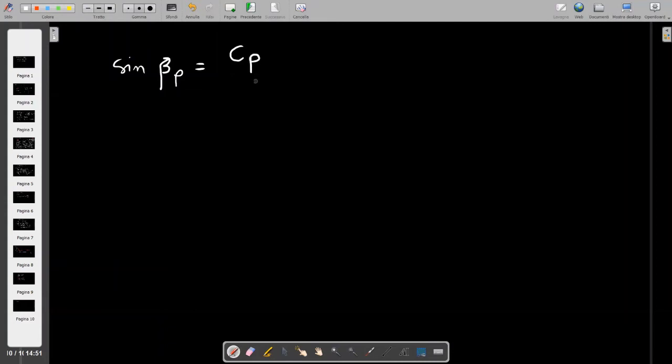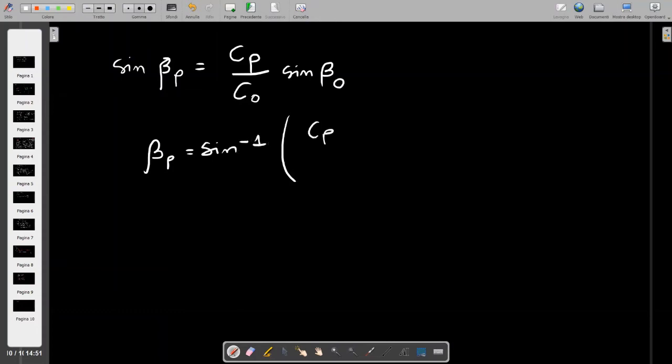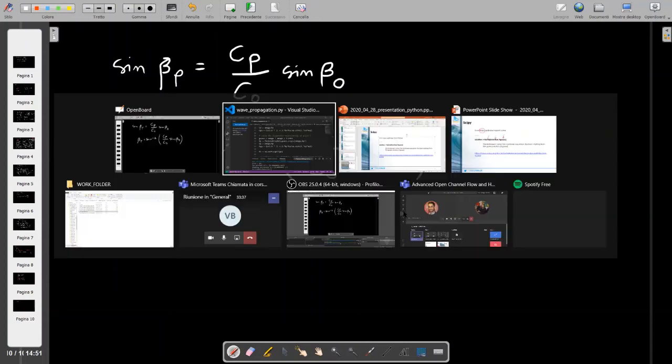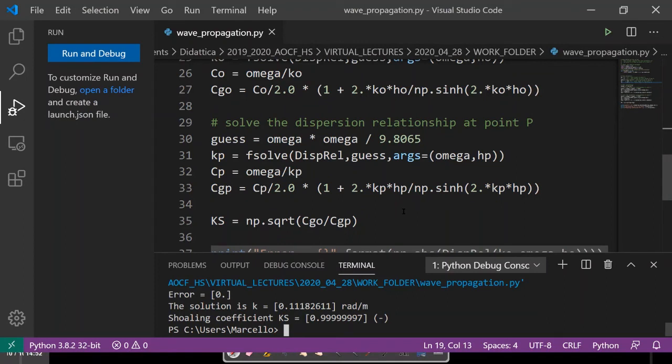The wave celerity at the point located inshore over the wave celerity at the point located offshore times the sine of the wave direction offshore. Then beta P is the arcsine of Cp over Co sine beta 0. So we need simply to write this relationship in our script.